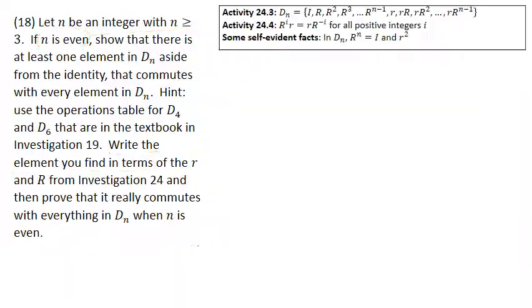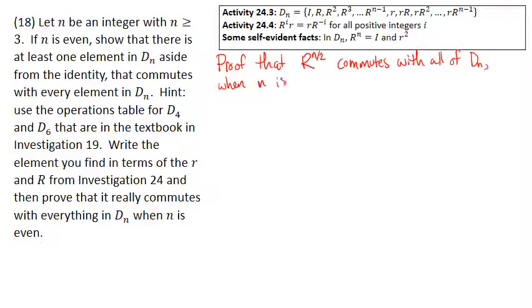Okay. All right, so now on this slide, let's see if we can actually prove that the element we found commutes. So we're going to try to prove that r to the n/2 commutes with all of Dn when n is even. Okay, so let's go ahead and start the proof.